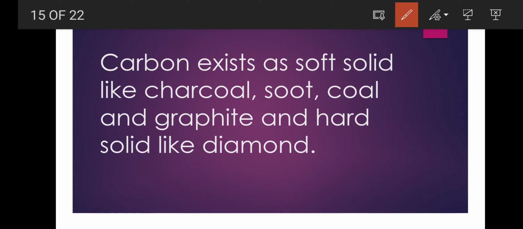Now the next property is related to this only, that carbon exists as what? Soft solid like charcoal, soot, coal and graphite, and hard solid like diamond. So carbon exists in both forms, as a soft form and as a hard form. As a soft form it is present like charcoal, soot, coal and graphite, and as a hard form like diamond. Okay.